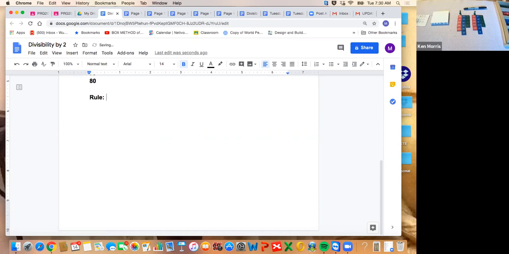The rule is: a number that ends in 0, 2, 4, 6, or 8 is divisible by 2. I don't know why it's not letting me write any further. Divisible by 2. Come on. There we go. All right. So there is your rule.